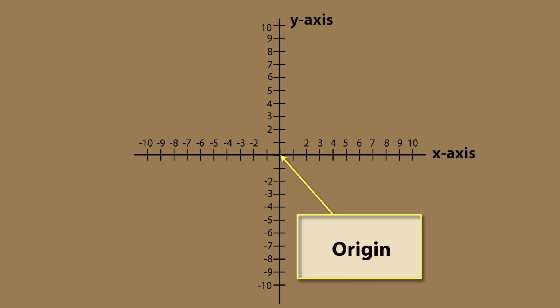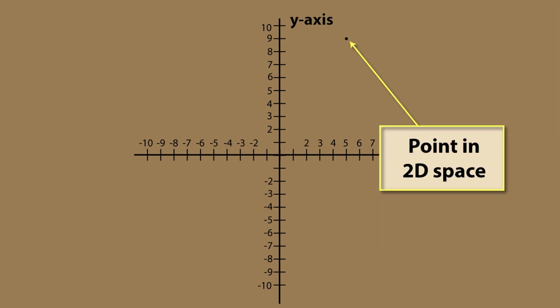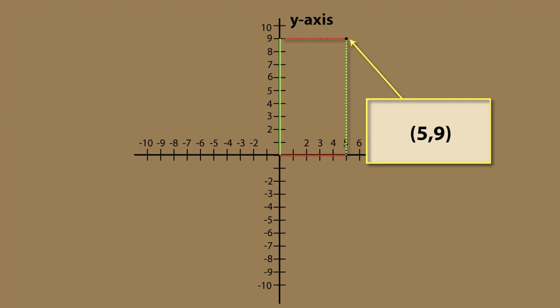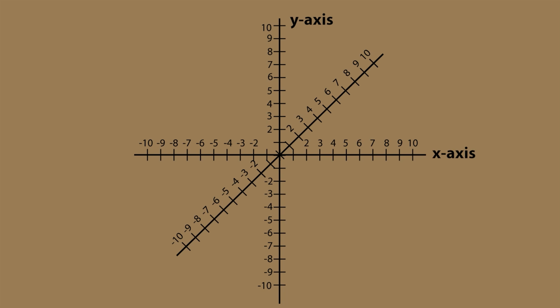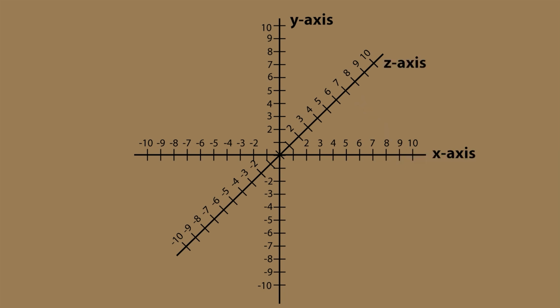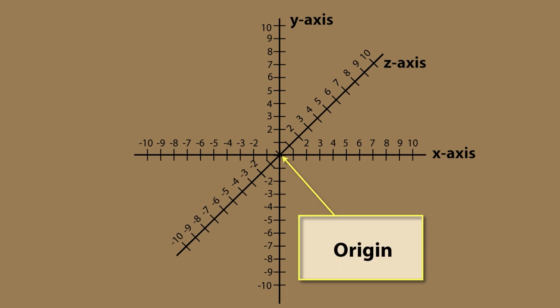To determine the position of any point in our two-dimensional space, we measure its distance along the x-axis and then along the y-axis. This gives us the coordinates of the point. Coordinates are always shown enclosed in parentheses and the order x distance, then y distance, separated by a comma. In three-dimensional space, a third axis, the z-axis, is added which is perpendicular to the other two axes. As we might expect, 0 is at the center of the new axis and the axis is placed so that 0 occupies the same position as on the other two axes.